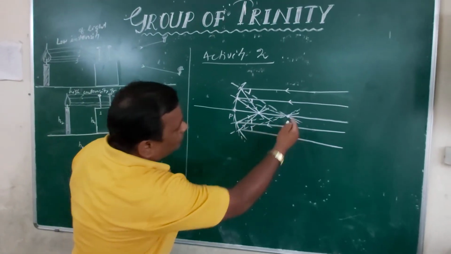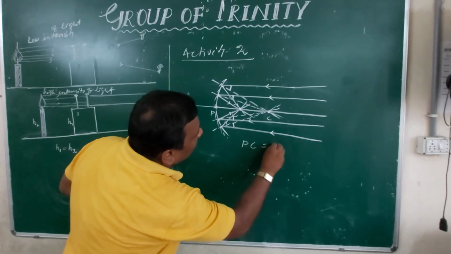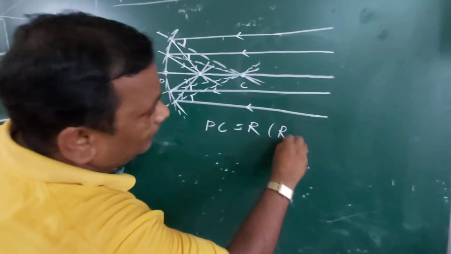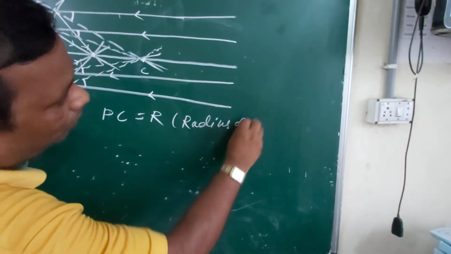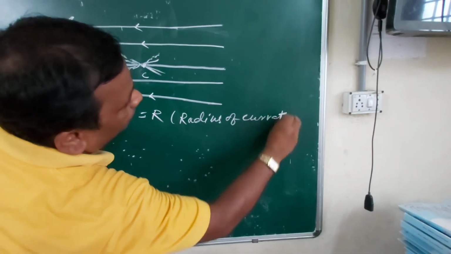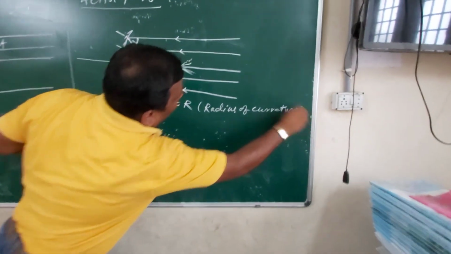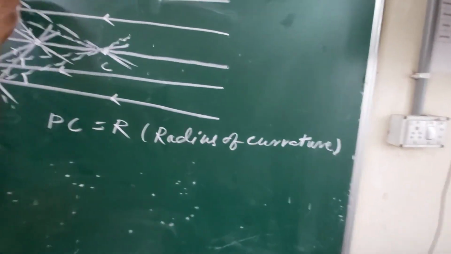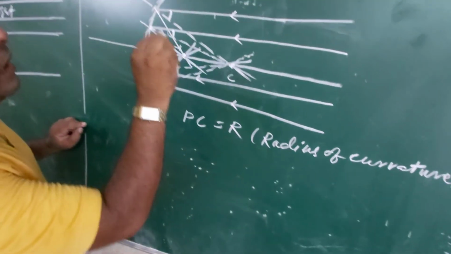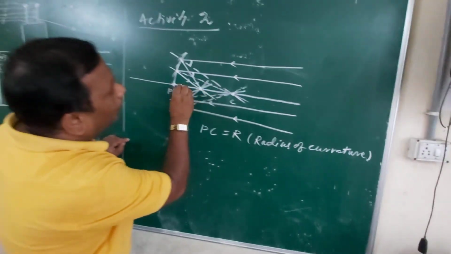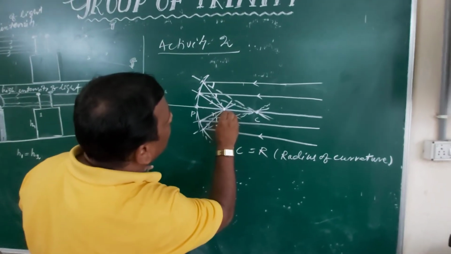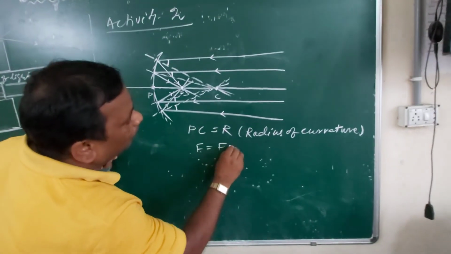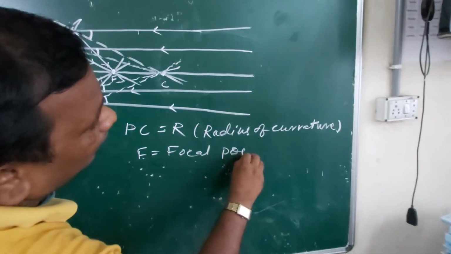Which one is the radius of curvature here? PC is the radius of curvature. The radius of curvature is represented by R. I can write here radius of curvature, C-U-R-V-A-T-U-R-E, right? So PC is the radius of curvature. Then when all the reflected light rays intersect at a point on the radius of curvature, it is represented by F. What do you mean by F? F equals focal point. This is called the focal point.